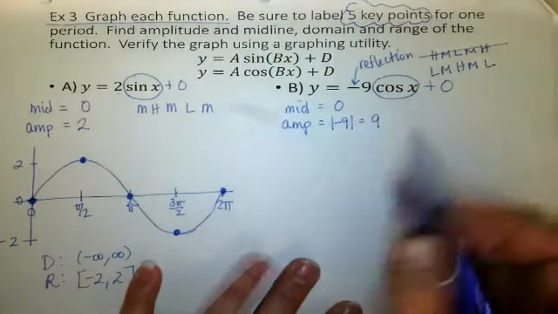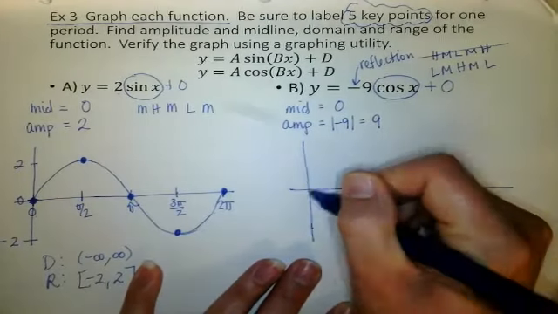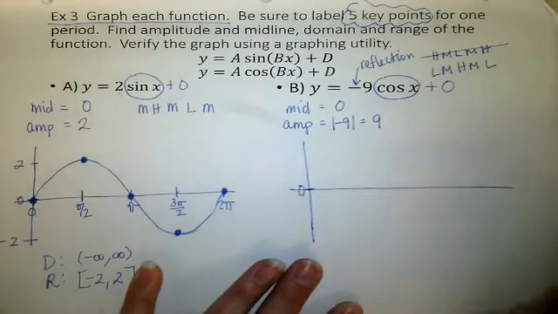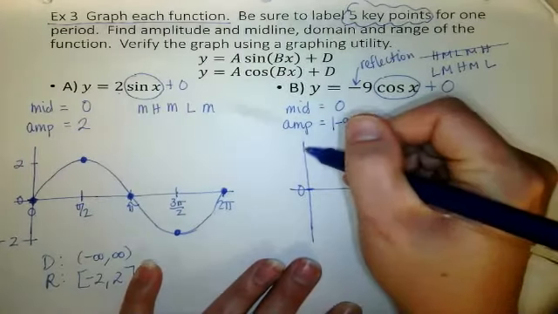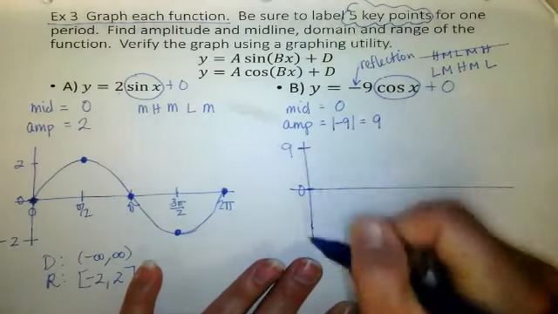So let's see, I'm going to graph my midline, which is occurring at 0 in the y direction. And then what's my highest value going to be? 9. What's my lowest value going to be?